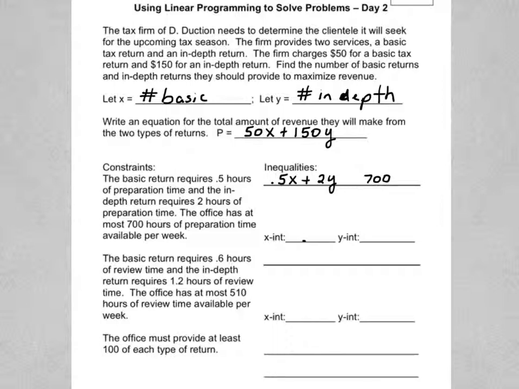Well, just like we did yesterday, if they have 700 available, they can't go over that. They can go under it or be equal to it. So it's less than or equal to. Now we need to figure out our x and y intercept.